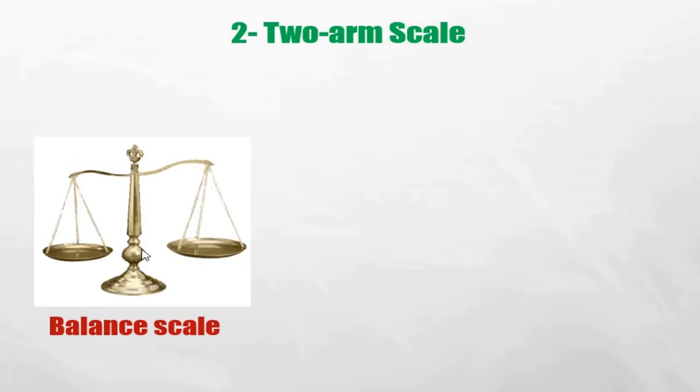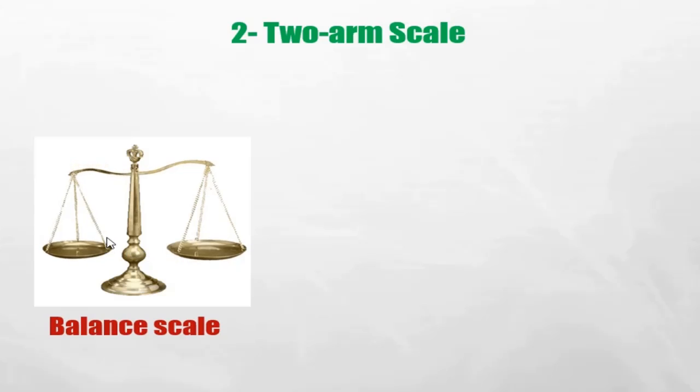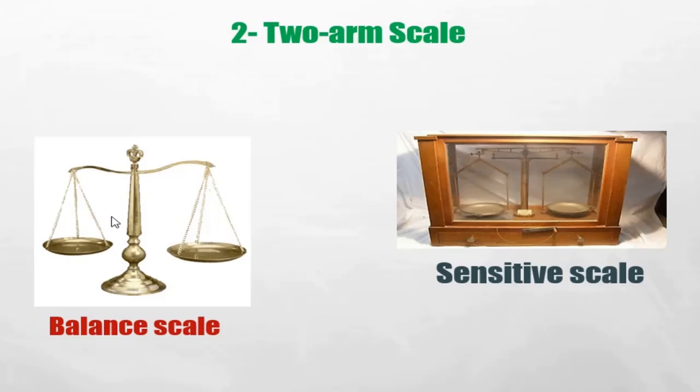Second type of tools, two-arm scale. It divides into the balance scale, or common balance scale. In this type we have two arms. On the first arm, we put weights, 1 kilogram, 2 kilograms or 3 kilograms. On the other arm, we put the object which we want to measure. The last type, sensitive scale. This type is used to measure gold or chemicals.